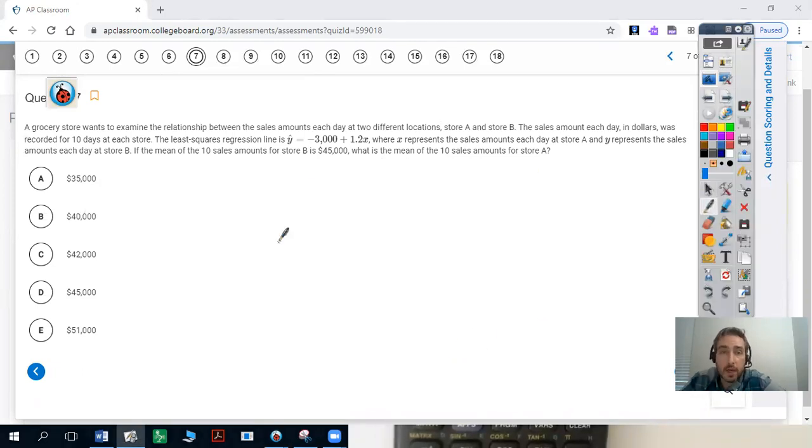You got to know that the mean goes through the point. That goes through the scatter plot, that line of best fit, least squares regression line. So if the mean of the 10 sales for store B is 45,000, X represents the sales for store A, so this really is the Y mean. So 45,000.